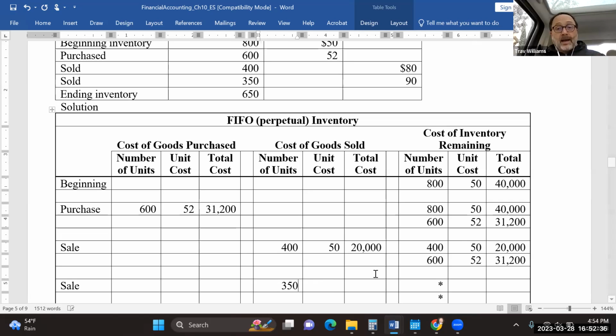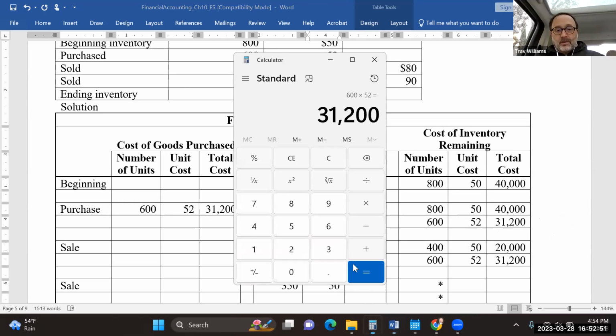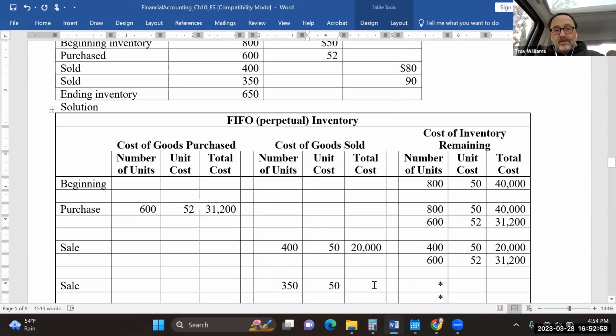We have enough units in that first lot to cover it. So let's go ahead and take it out of that first lot. We're doing FIFO, so that's what we're supposed to do. And so those units have a cost of $50 each. So we go 350 times 50, 17,500.